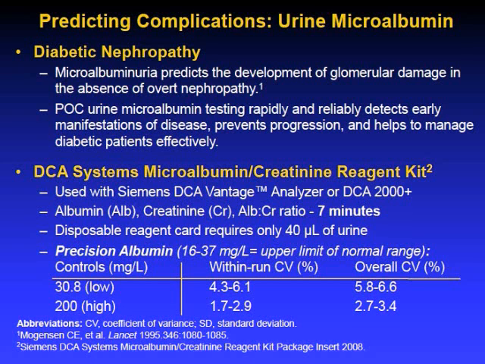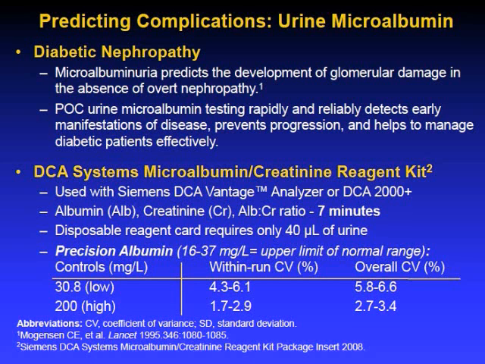Microalbuminuria predicts the development of glomerular damage in the absence of overt nephropathy. Therefore, major renal damage can be prevented. Point of care for urine microalbumin can rapidly, reliably, and easily detect early manifestations of disease and helps to manage diabetic patients effectively.